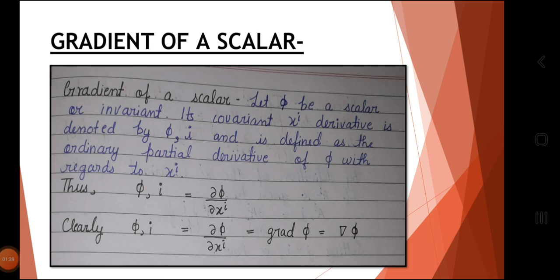Now our next topic is gradient of a scalar. Let phi be a scalar or invariant. Its covariant derivative is denoted by phi,i and is defined as the ordinary partial derivative of phi with regards to xi. So phi,i equals del phi upon del xi. Clearly phi,i equals del phi upon del xi, which equals grad phi and can be written as nabla phi.